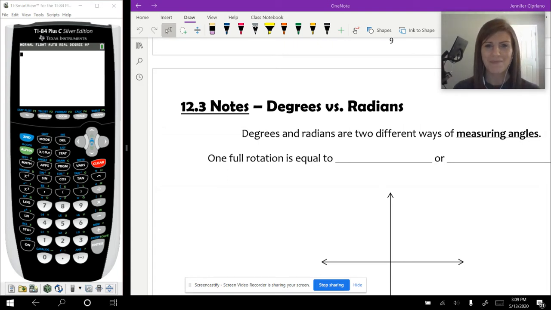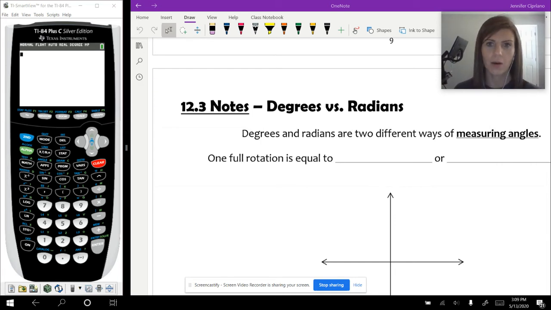So I am on page 10 of the new packet, and what we're going to be doing today is a very brief introduction of something that's going to be very important to you in math next year and pretty much any math class that you take going forward. So we're going to be talking today about degrees and radians.